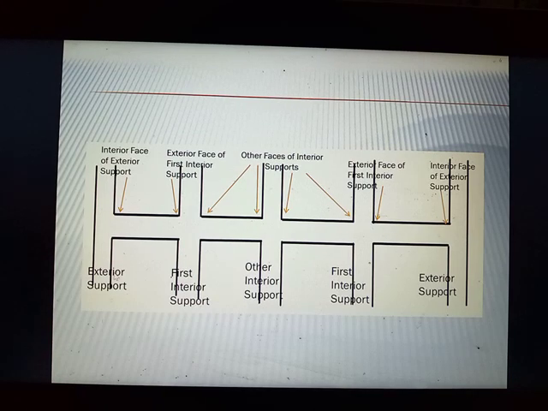Since this is your exterior support, this will be the interior face of your exterior support, respectively on both sides. And then we have the exterior faces of your interior supports, which are located in these areas. And the rest of the faces are the other faces of the interior supports.